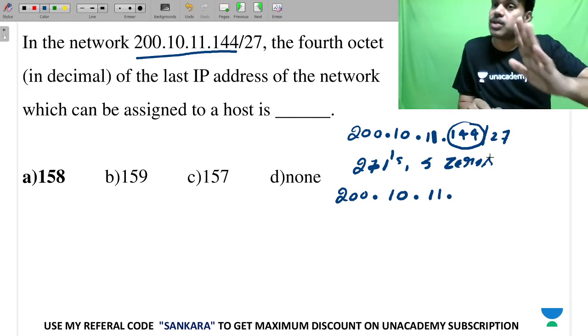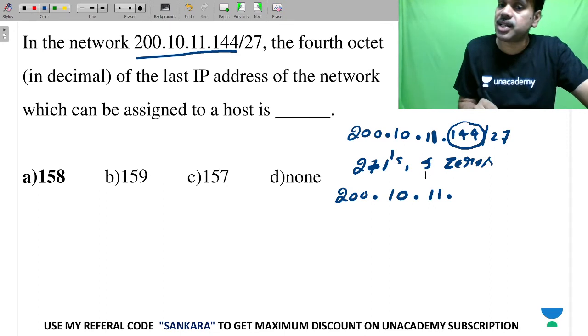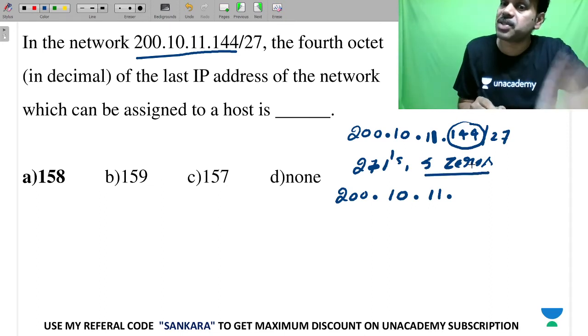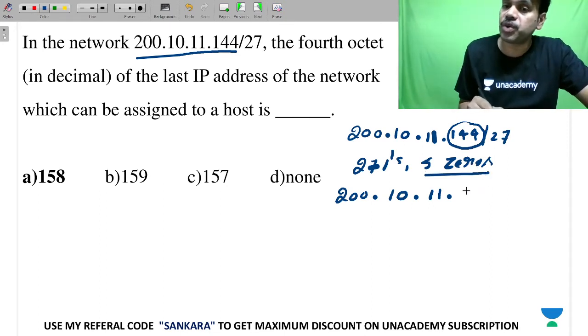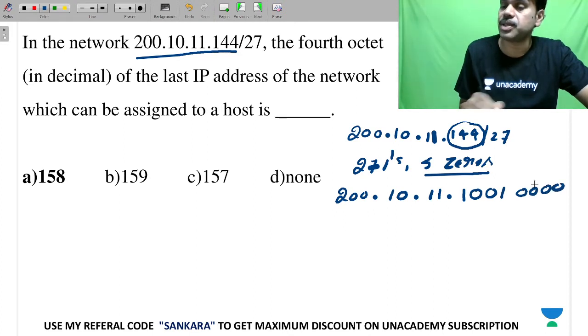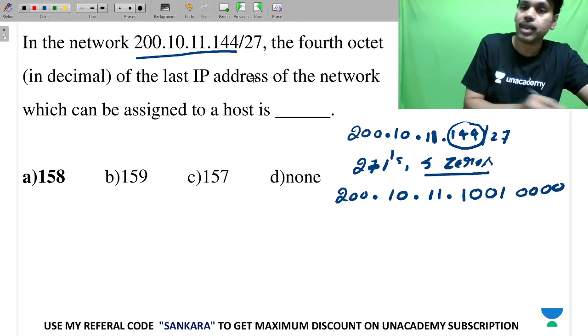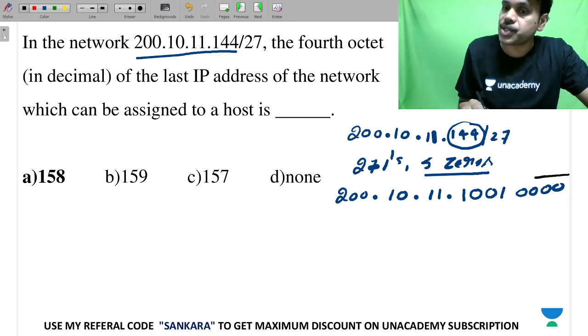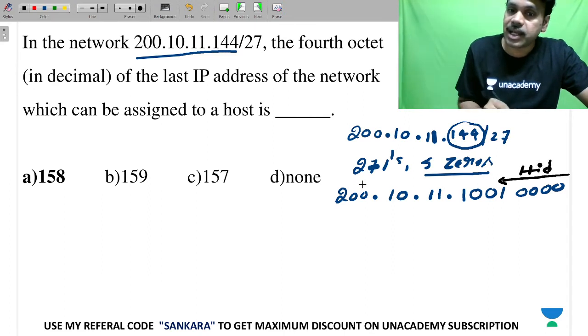In 144 also, a few bits are NID, a few bits are HID. HID how many? 5. The remaining 3 bits are NID only. Right? 144 in binary: 128, 64, 32, 16, 1, 2, 3, 4. This is 144 in binary. In that, 5 are zeros from right to left. This is your HID, and the remaining are NID only. So in that, 8, 8, 8, 24 and 3 more are there. So up to here it is NID.